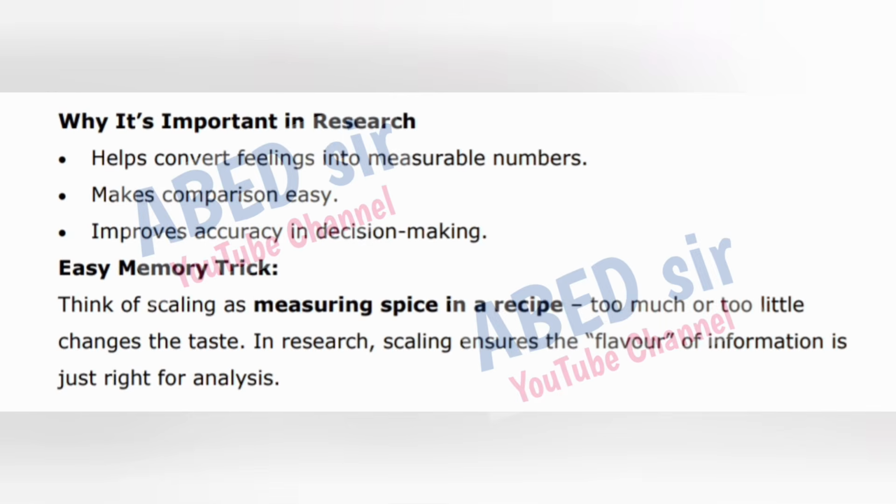Why it's important in research. Helps convert feelings into measurable numbers. Makes comparison easy. Improves accuracy in decision making. Easy memory trick. Think of scaling as measuring spice in a recipe. Too much or too little changes the taste. In research, scaling ensures the flavor of information is just right for analysis.